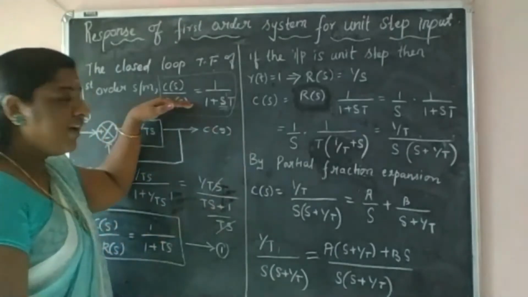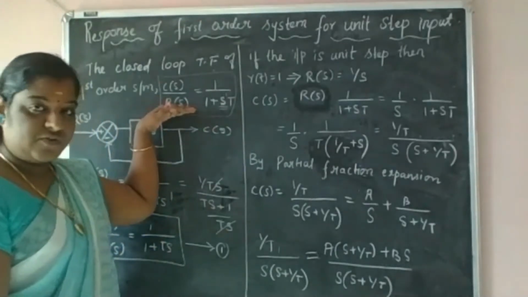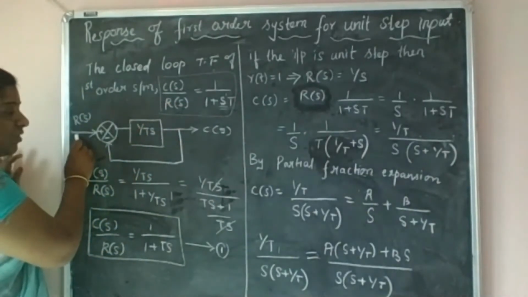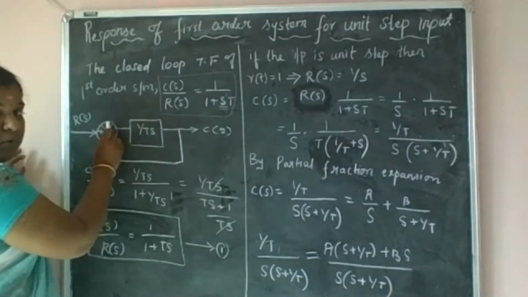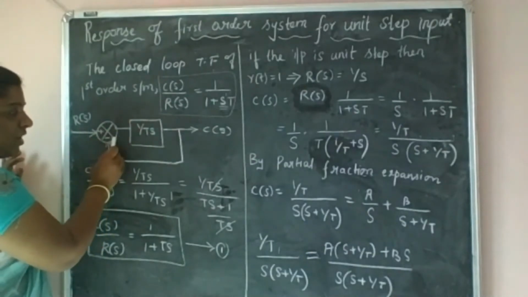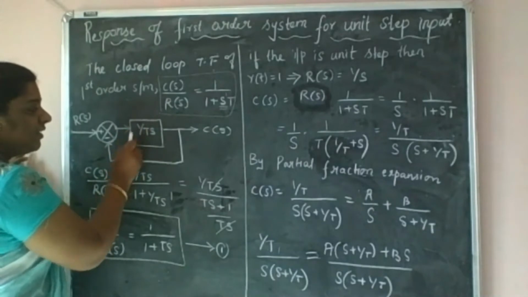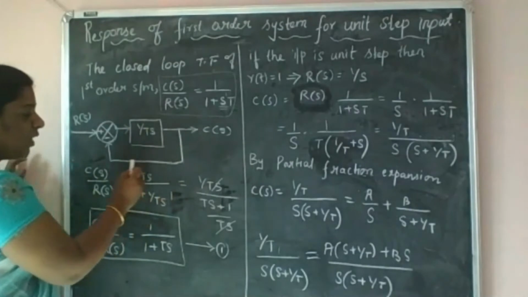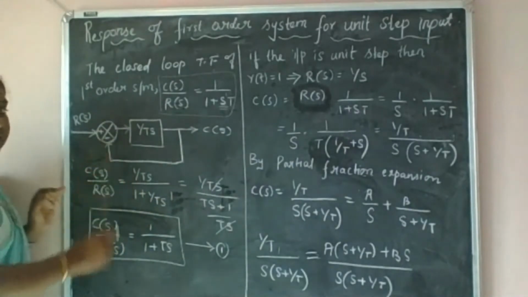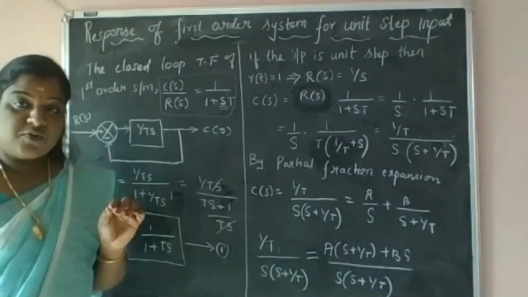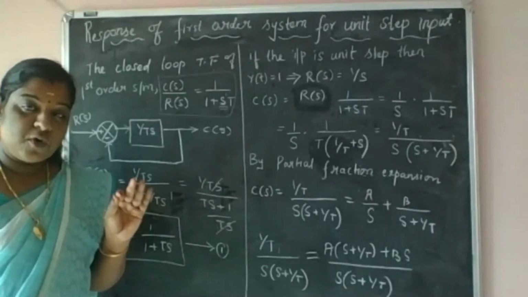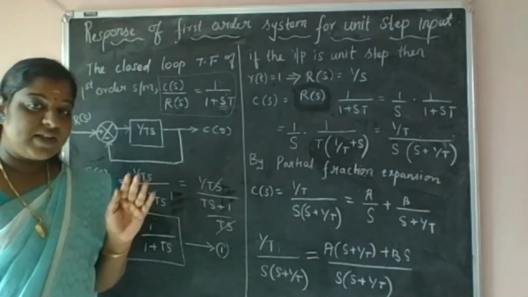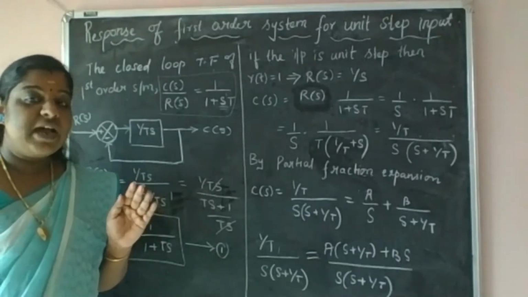Let us see how we get this closed loop transfer function from this block diagram. Here we have the R(S) signal, which is connected to the summing point. Here we have positive and negative, and it is connected to the gain of 1 by Ts. Then it is connected with a unity feedback to the negative polarity. If the arrow is pointing towards the negative polarity of the summing point, that type of feedback is represented as negative feedback.